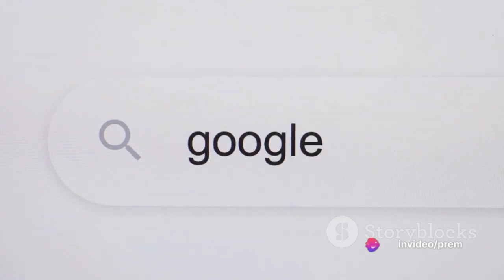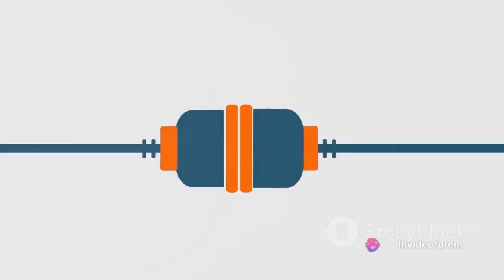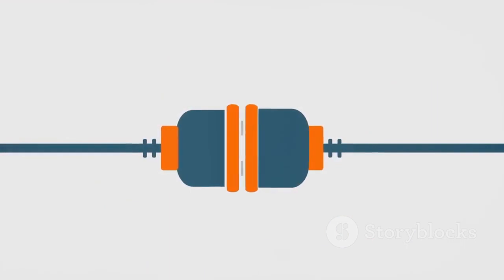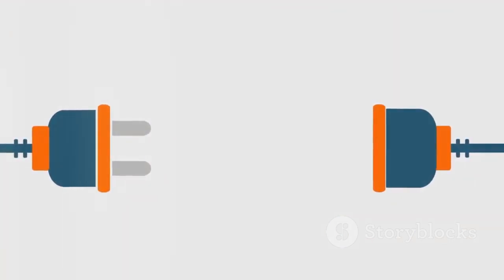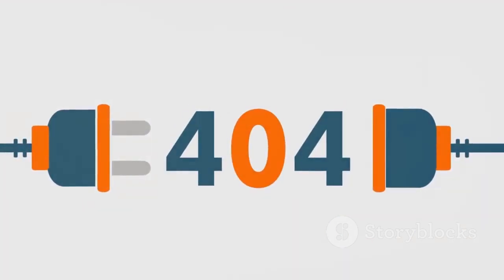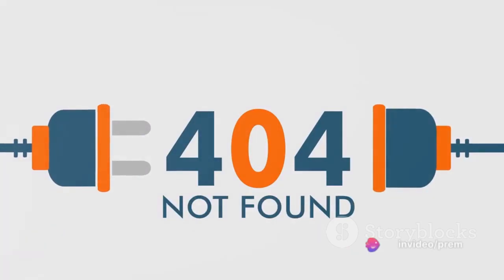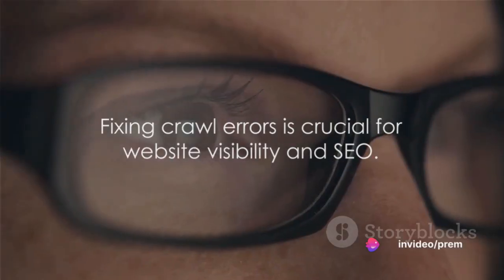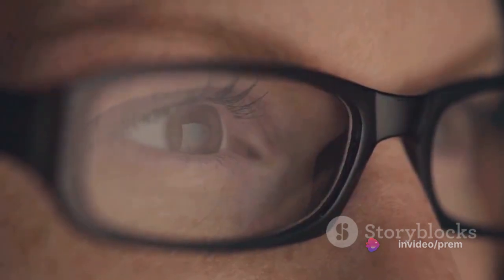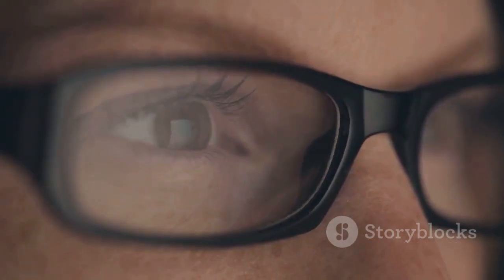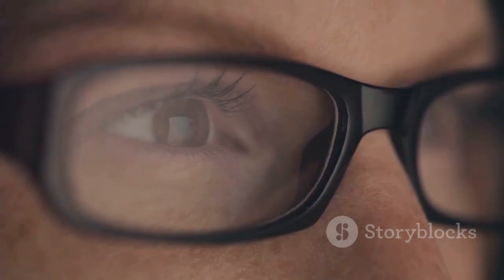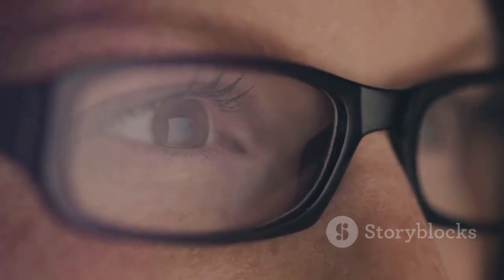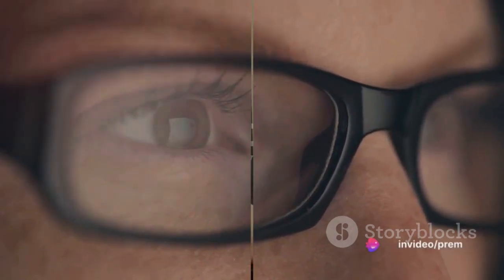So, when you're reviewing the crawl errors in Google Search Console, pay close attention to these types of errors. They can provide valuable insights into issues that might be preventing Googlebot from accessing all the content on your website. With the right tools and knowledge, identifying crawl errors becomes a manageable task. And remember, fixing these errors is crucial for improving your site's visibility in search engine results. So let's roll up our sleeves and get to work.